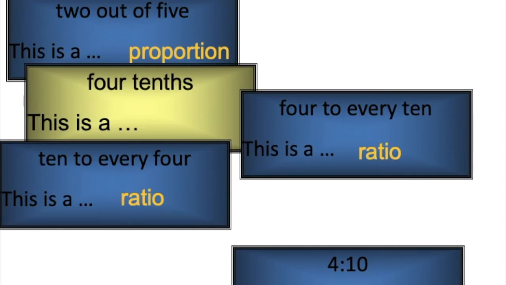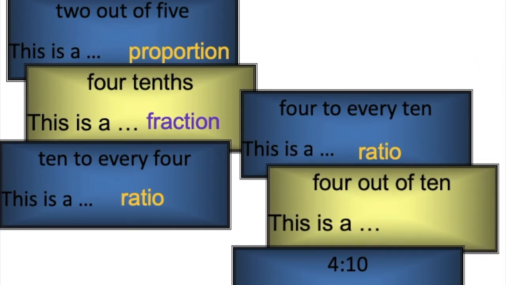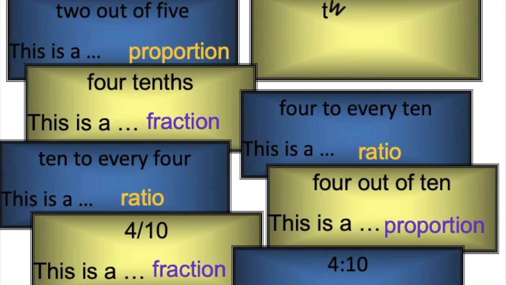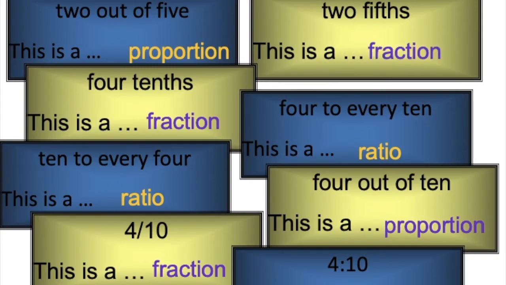4/10, what would that be? Means 4 divided by 10, or 4 over 10, which is a fraction. 4 out of 10 is a proportion. That should be straightforward as a fraction. And wait for it. 2/5, meaning 2 over 5. That is a fraction.